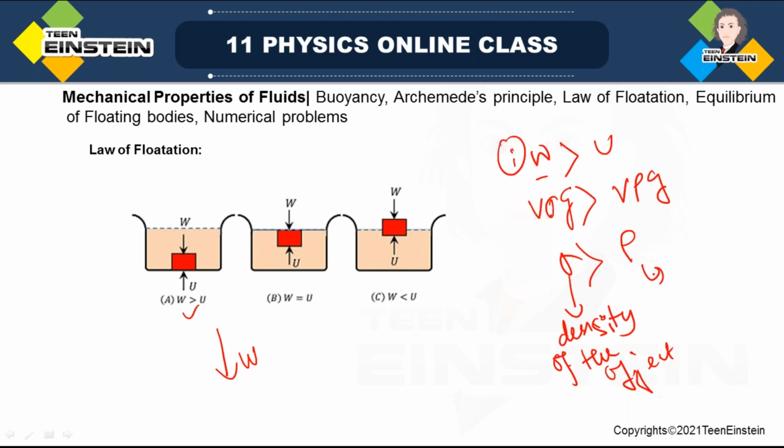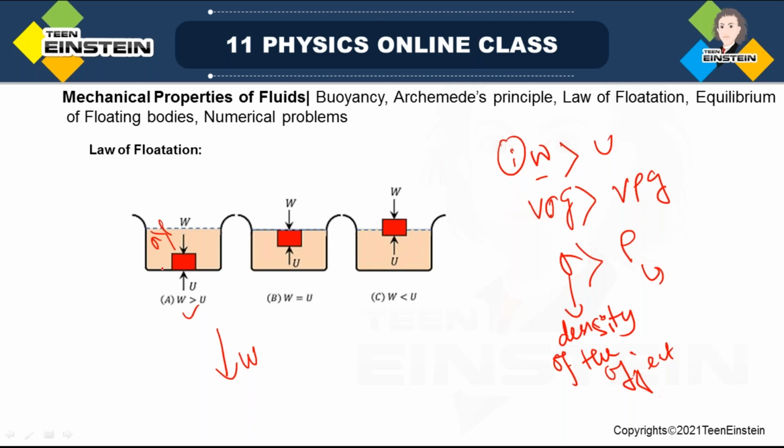So when the density of the object which is immersed in a certain fluid is much greater than the density of the fluid, then the object will surely sink inside the fluid. That's why here it totally sinks, and in this case sigma is greater than rho. That is the condition for sinking.